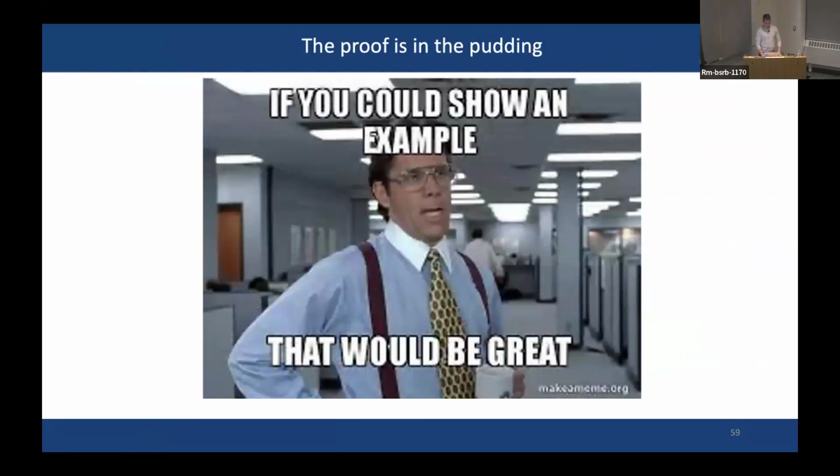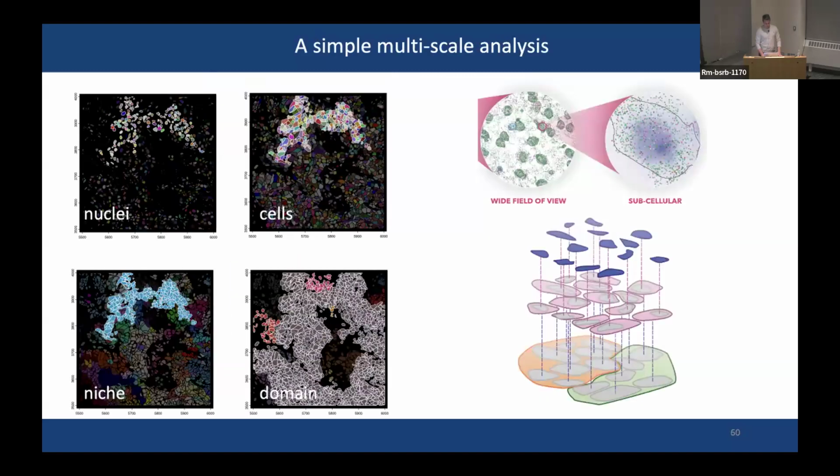So now, can you please show me some examples of that? Would really be great. All right, so the first example is the idea about this multi-scale integration. This is a data set from MERFISH where, with very little effort, you can identify the individual nuclei. You can identify the cells. You can also identify niches. You can identify different domains with different types of spatial algorithms or tools.